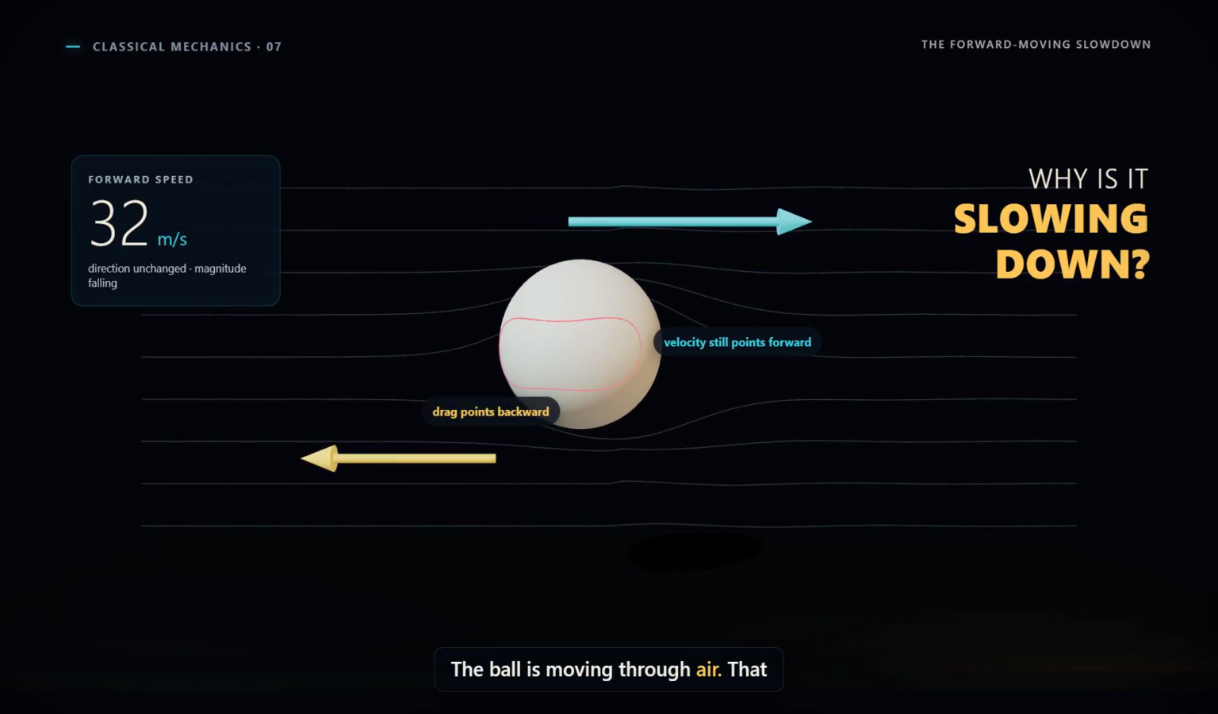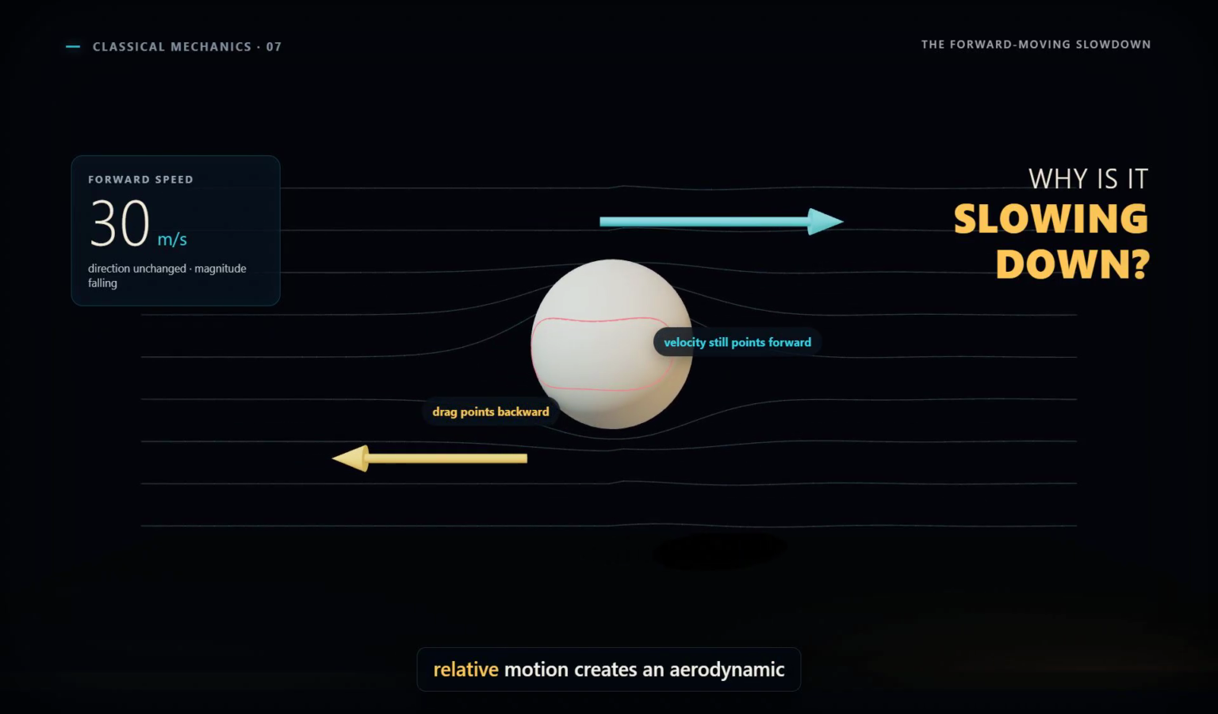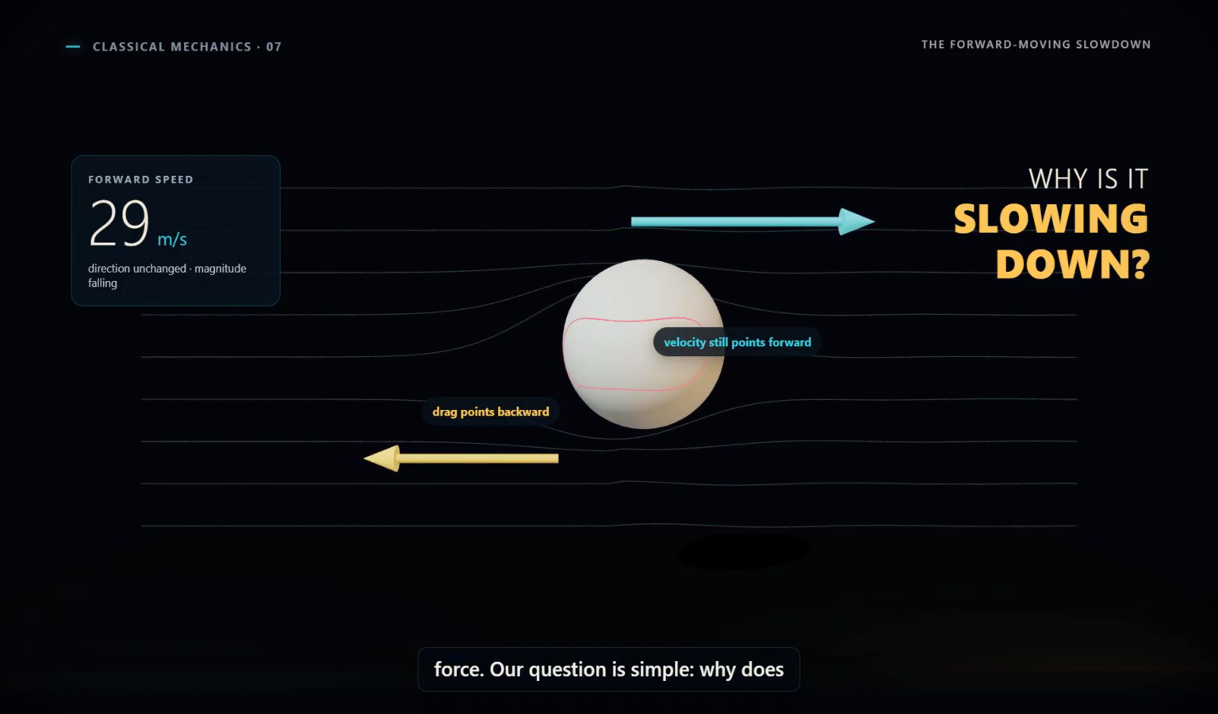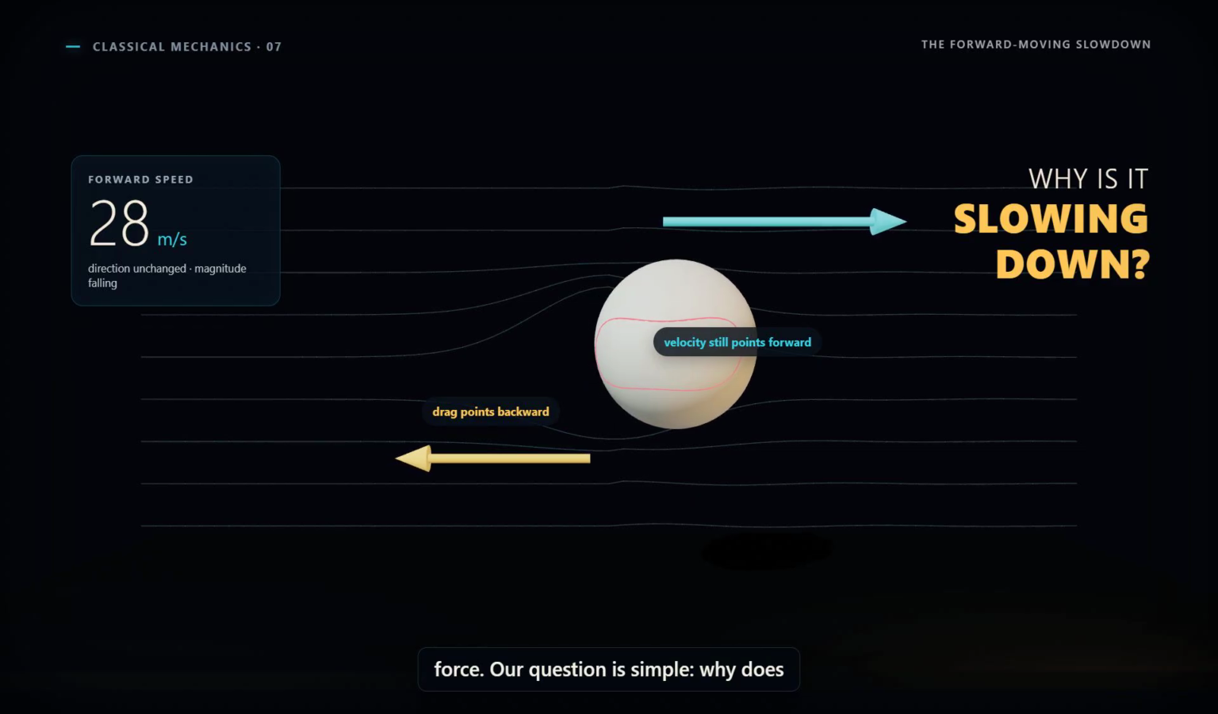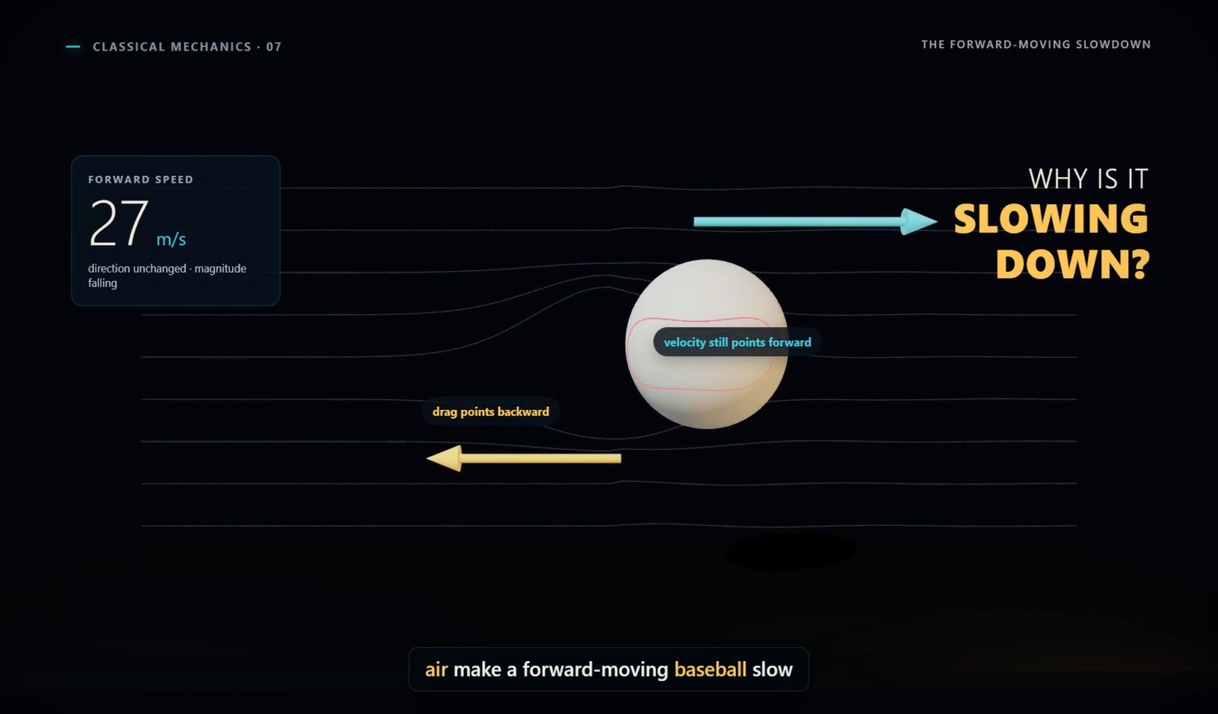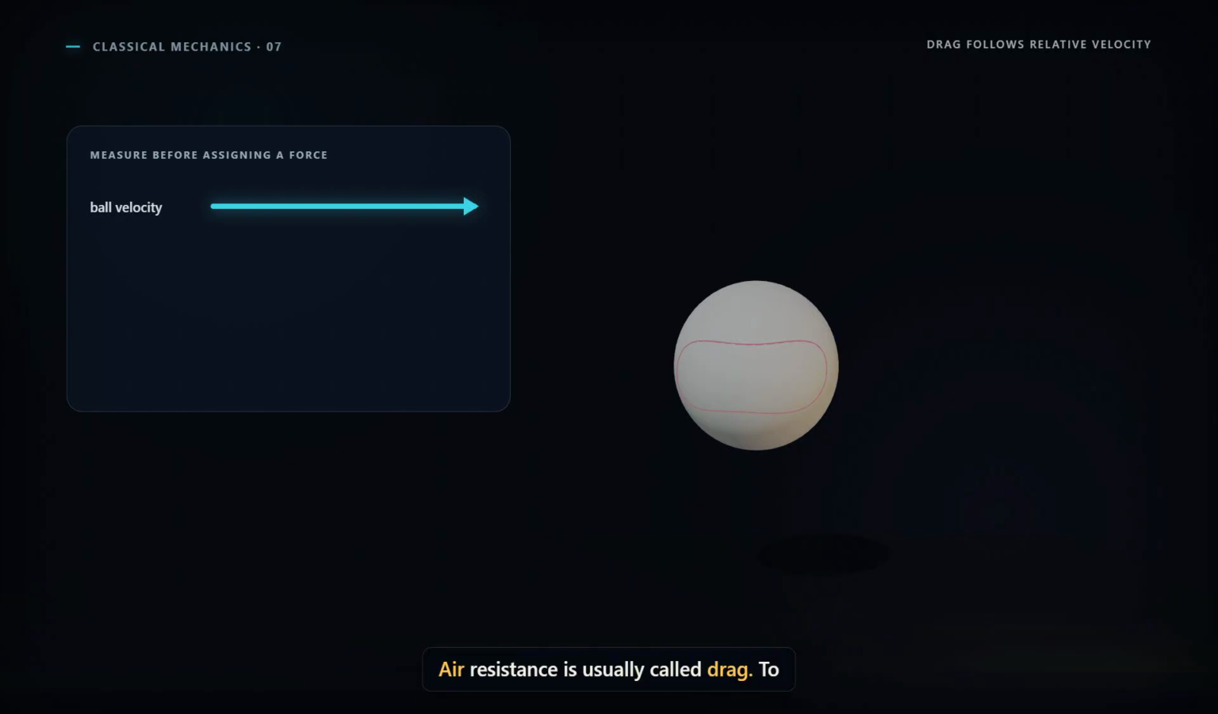The ball is moving through air. That relative motion creates an aerodynamic force. Our question is simple. Why does air make a forward-moving baseball slow down? Air resistance is usually called drag. To know its direction, first measure the ball's velocity relative to the air.